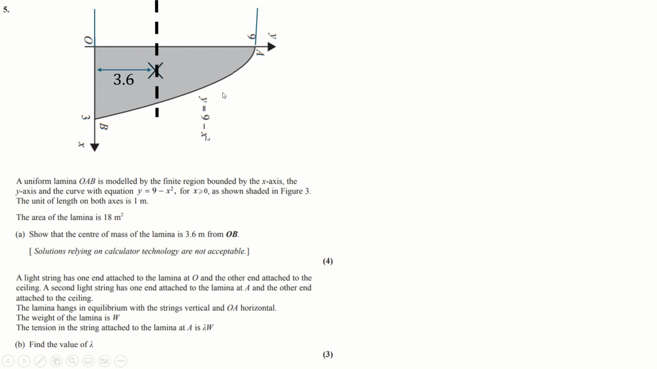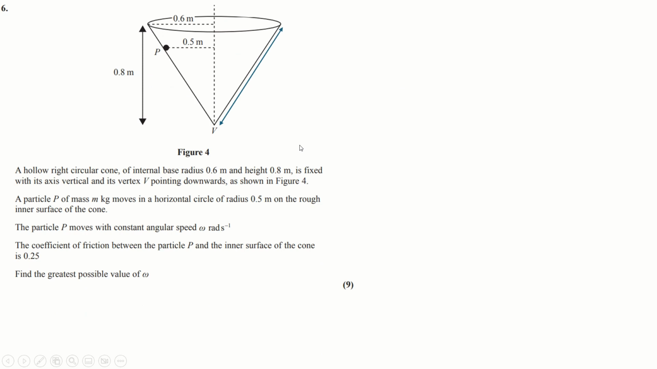And what we can do is we can maybe take moments, if we call the weight of the entire thing W. And then, of course, we can call the tension up this string lambda W, because that's what it says. We can take moments maybe from O and say 9 times lambda W must equal 3.6 times W. Things pulling upwards, same as things pulling downwards. And, of course, this ends up being super simple, and we get lambda as 0.4. And this dotted line ends up being completely pointless. I don't really know why I drew it, but yeah, whatever.